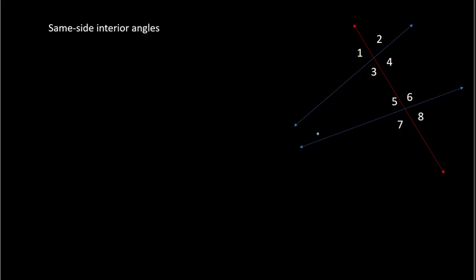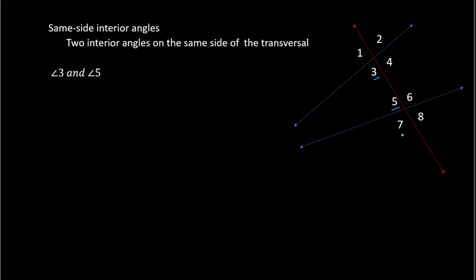Next we have same side interior angles. So same side is really what it sounds like. It's on the same side of the transversal. So looking at angle 3, for example, a same side interior angle would have to be angle 5 because they're both interior, they're both inside, and they're both on the left side of this red transversal. So angle 3 and angle 5 would be same side interior. Same thing with 4 and 6. Angle 4 and angle 6 would be same side interior as well.